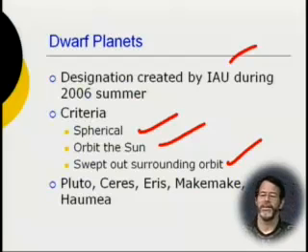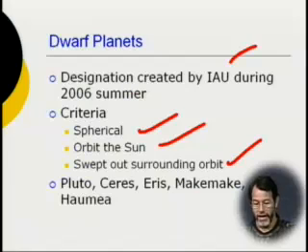This is a debatable criterion, where there are papers going back and forth between astronomers as to whether this is an important one or not. It sweeps out the material in its orbit. So Jupiter, clearly a planet, doesn't have any Jupiter-sized objects orbiting the Sun near it because it's deflected them all. Same with Saturn, but not true, one might say, of Pluto.